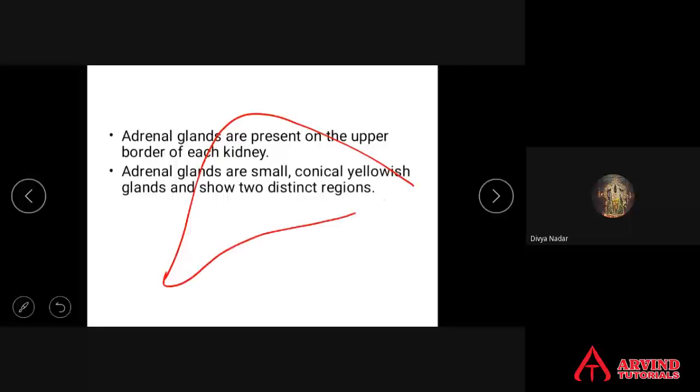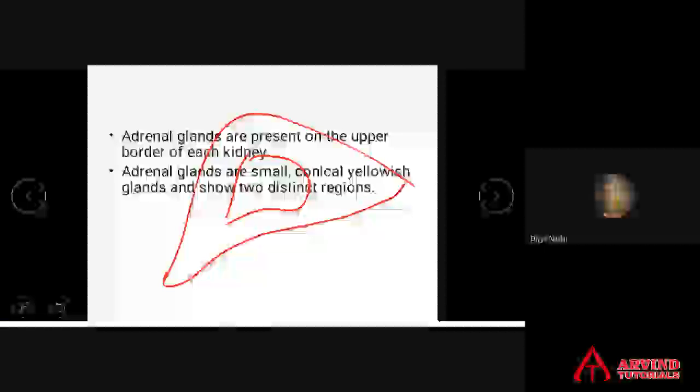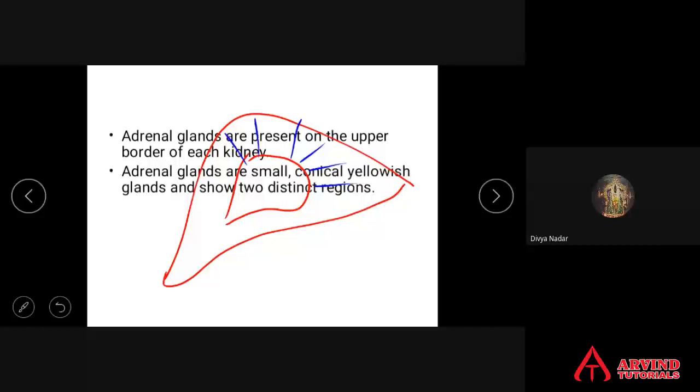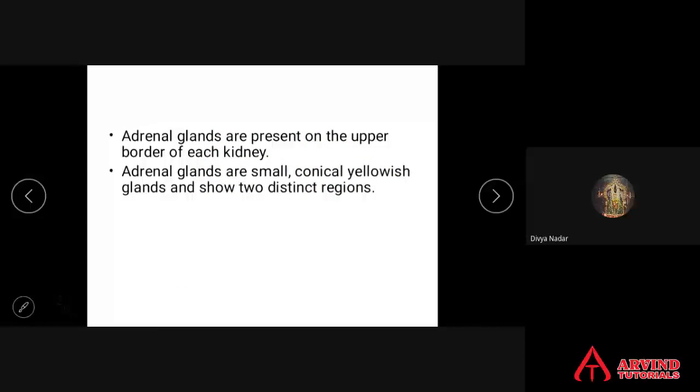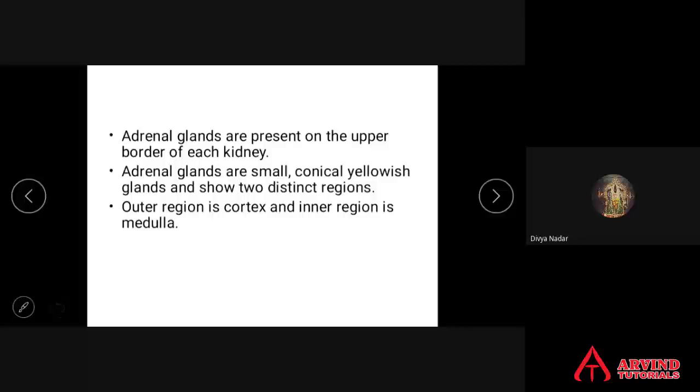The inner part is called the adrenal medulla, while the outer region is called the adrenal cortex. Two distinct regions are there. They are conical structures, yellowish in color, having two regions, that is adrenal medulla and adrenal cortex. As usual, cortex is the outer part of the adrenal gland, and the inner region is called the medulla.